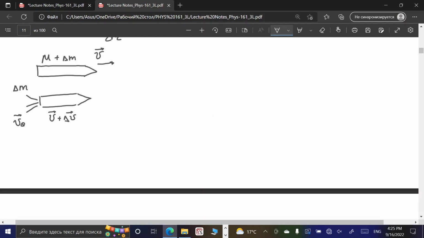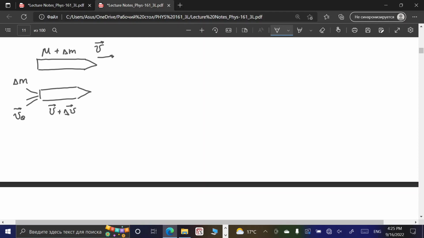Now, based on this system, let us write down the equation for the conservation of linear momentum. In the initial moment, we have M plus delta m times v, and that is equal to capital M times the new velocity of the rocket, which is v plus delta v, plus delta small m, which is the exhausted gas. And here we will have v minus v exhaust.